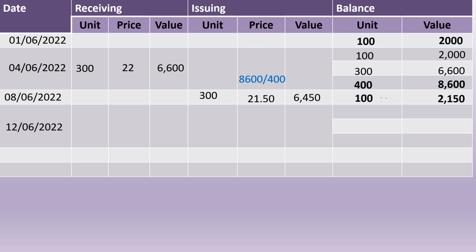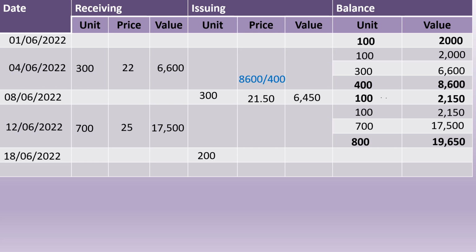In the next transaction on 12th June, they are going to receive 700 units at 25. So the total value is 17,500. So we are going to add this to the opening inventory of 12th, which is 100 units with 2,150. When we add this 700, the unit value would be 800 units and the total is 19,650.